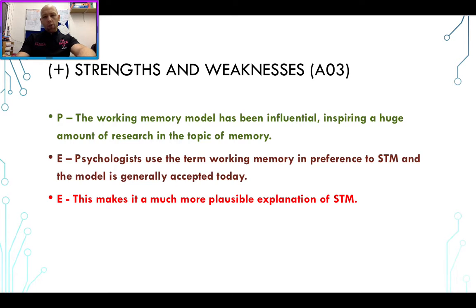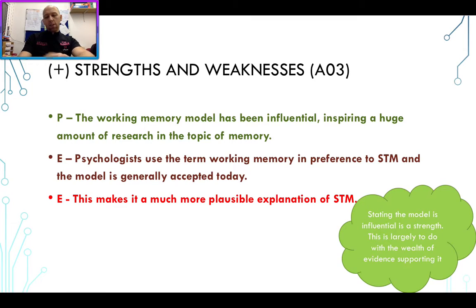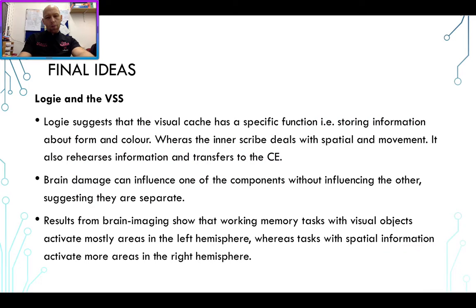Slightly more general strength of the model is that it's been hugely influential. It's inspired a great deal of research, and psychologists now use the term working memory rather than short-term memory. And this makes STM a more plausible explanation of human memory. Finally, Logie looked at the visual spatial sketchpad, and he added some function into the visual cache. He said it was responsible for storing information about form and colour, whereas the inner scribe is responsible, as we know, for repetition, visual repetition, or rehearsal, but also with spatial and movement. Originally, they were thought to be located elsewhere.